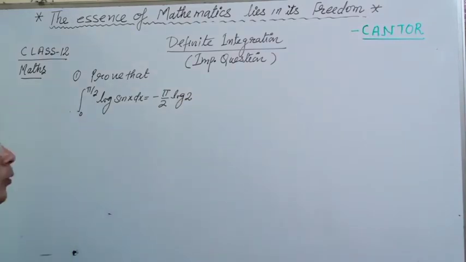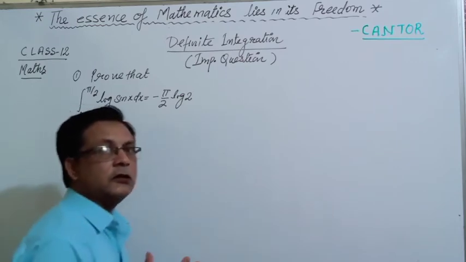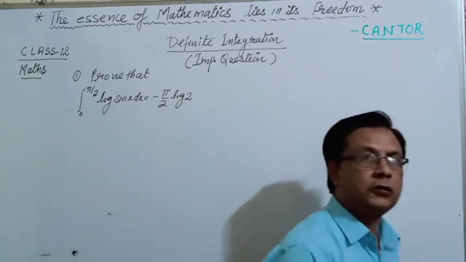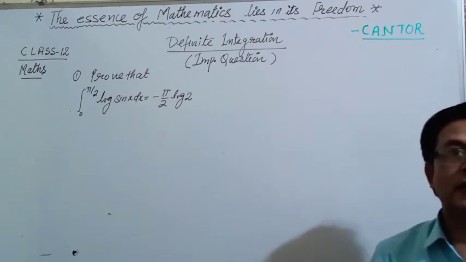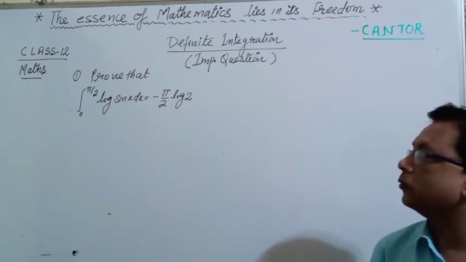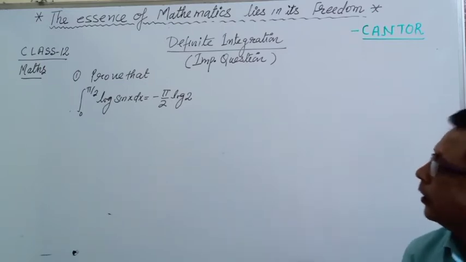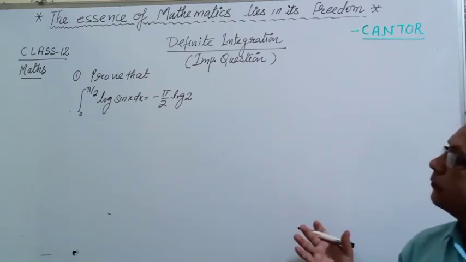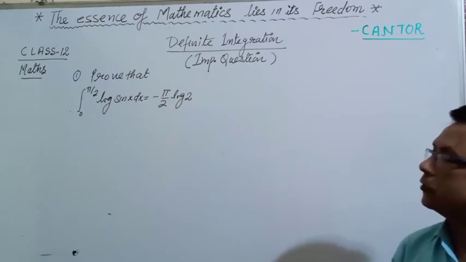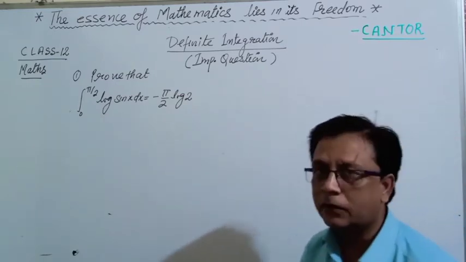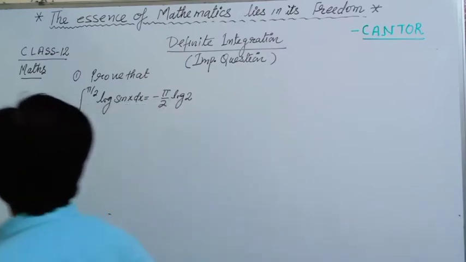This is a very important question. It has been asked at least 10, 13, 14 times in your board examination. Approximately every second, third, fourth year this question is asked in your board examination. And at least 3-4 properties are used in this question. That's why the question is very important. So let's start this question.